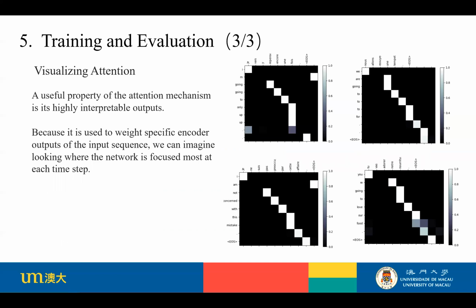A useful property of the attention mechanism is its highly interpretable outputs, because it is used to weight specific encoder outputs of the input sequence. We can imagine looking at where the network is focused most at each time step.